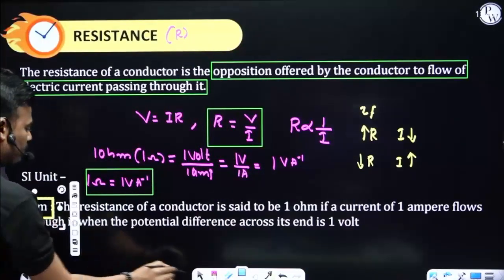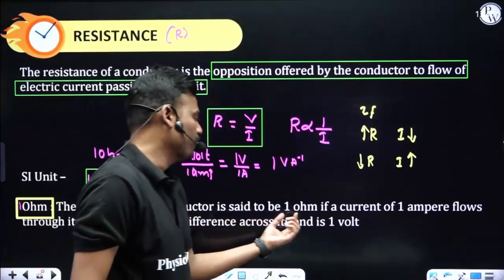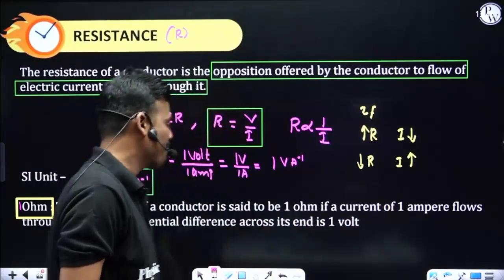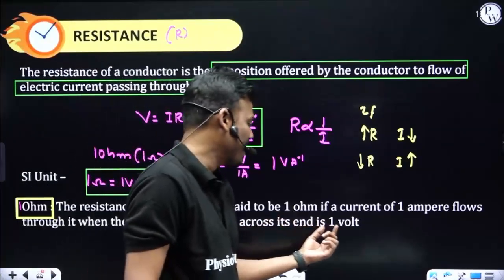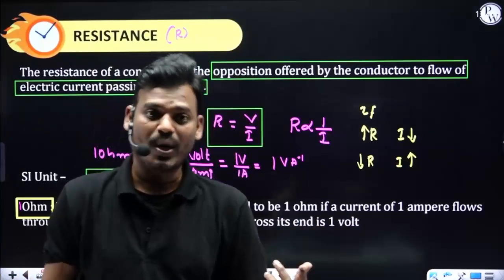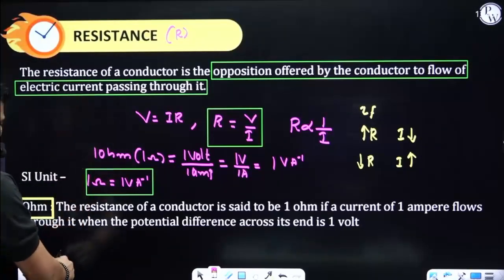1 ohm: the resistance of a conductor is said to be 1 ohm if a current of 1 ampere flows through it when the potential difference across its ends is 1 volt. Easiest way, right? Now, let's move on to the next one.